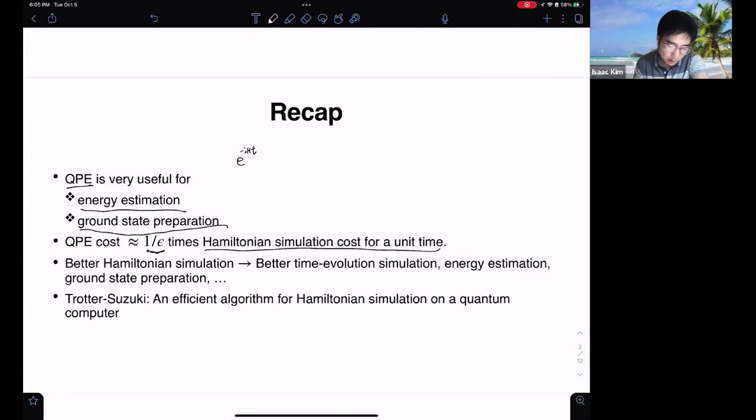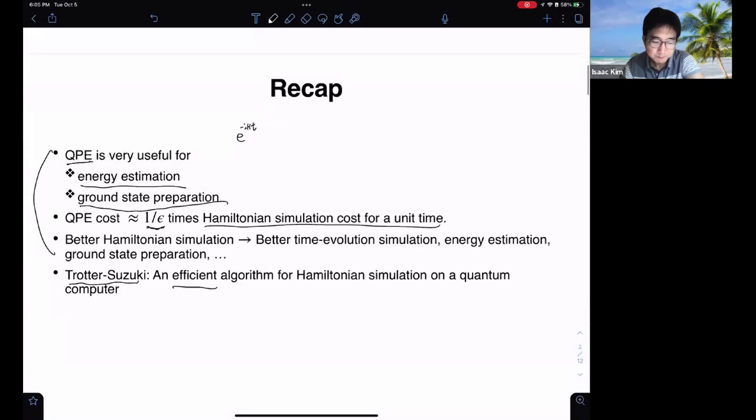And formally speaking, there was this Trotter-Suzuki method, which is formally efficient, meaning that the cost scales polynomially with the number of qubits, or number of fermions if you have fermions. So the Trotter-Suzuki decomposition shows that all these tasks can in principle be done efficiently on a quantum computer. But usually that's not the end of the story. Usually people try to make the algorithm better, faster, and using a smaller number of qubits.